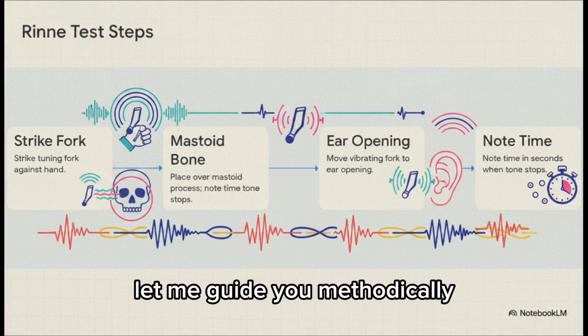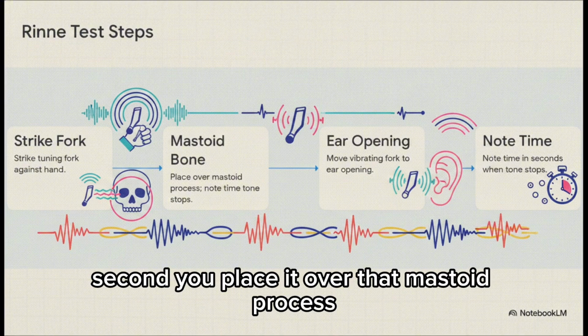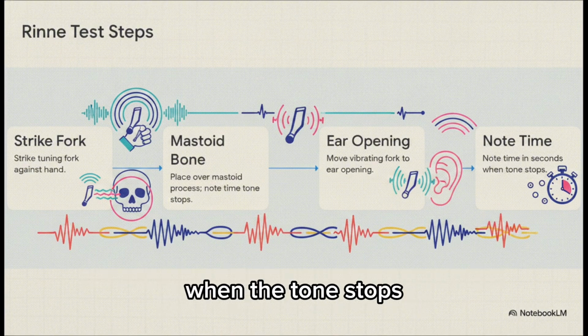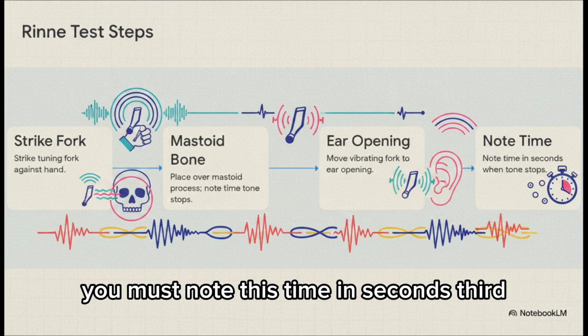Let me guide you methodically through this two-part physical procedure. First, you strike the tuning fork against your hand. Second, you place it over that mastoid process we were just looking at, and you ask the patient to tell you exactly when the tone stops. Here is the absolute key, though. You must note this time in seconds.